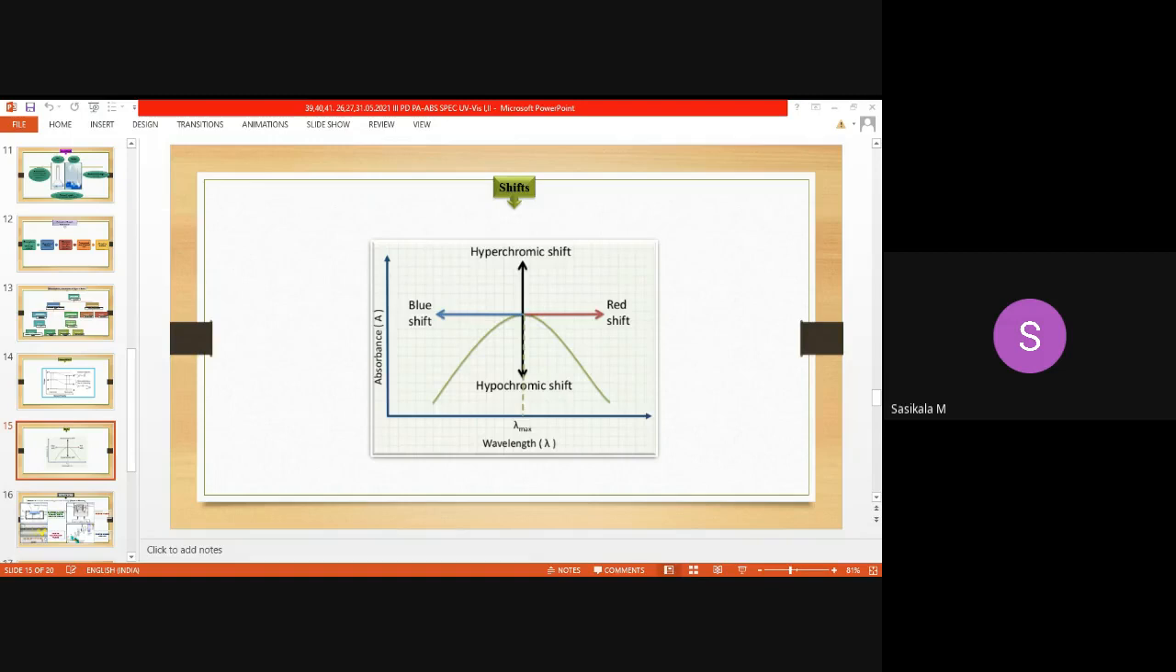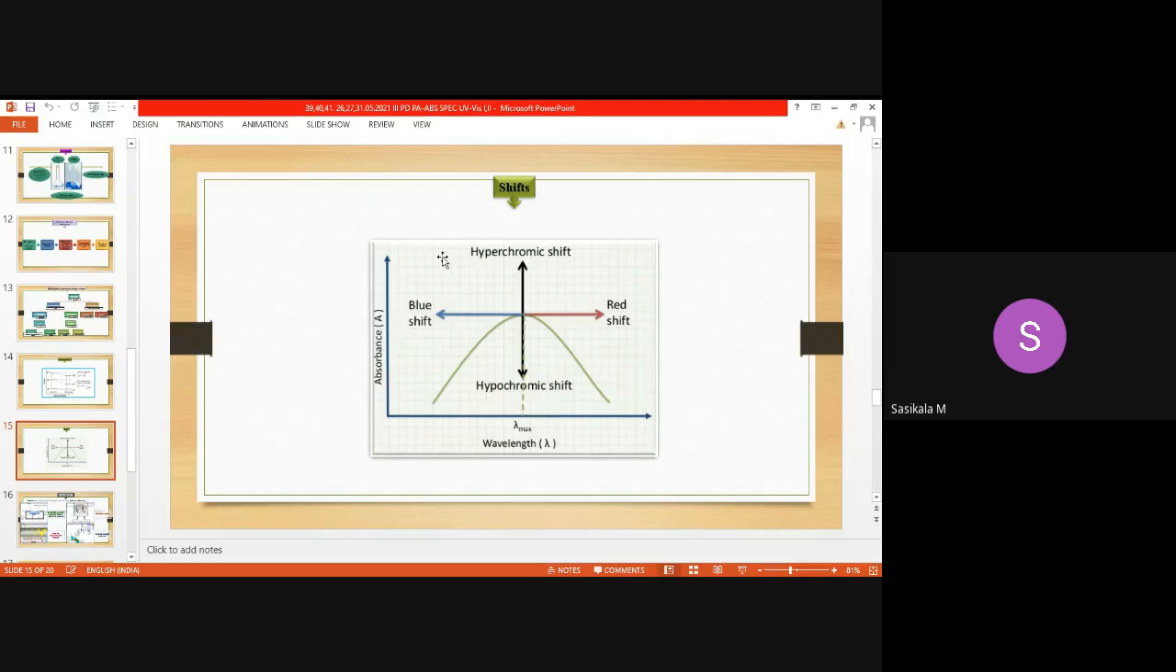Bathochromic shift is known as red shift. And blue shift is nothing but shift towards lower wavelength. Wavelength here is low. It is towards 200 nanometer. When the shift occurs towards higher energy or lower wavelength, then the shift is called blue shift.